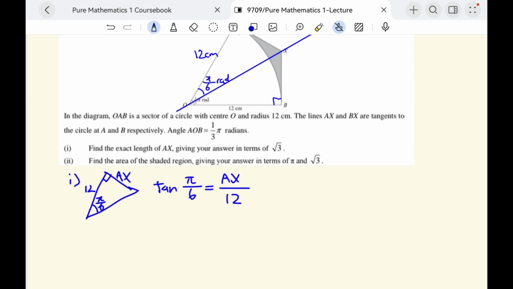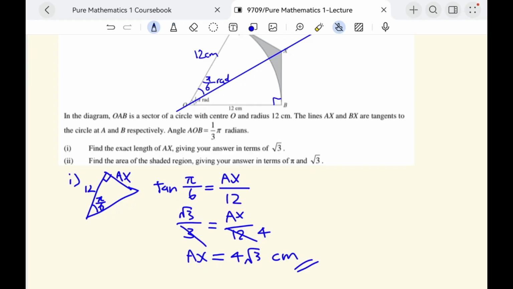What is it? It is basically tangent 30, right? Which is root 3 over 3. You can see both sides of these numbers are factors of 3. Cancel the 3 and cancel the 12 to 4. Move the 4 upwards to get the exact value of the length of AX, which is 4 root 3. And it is best for you to write cm. Make sure your answer is in terms of root 3.